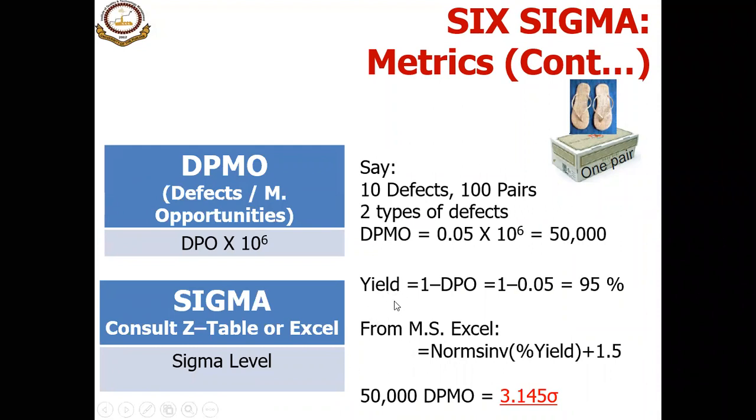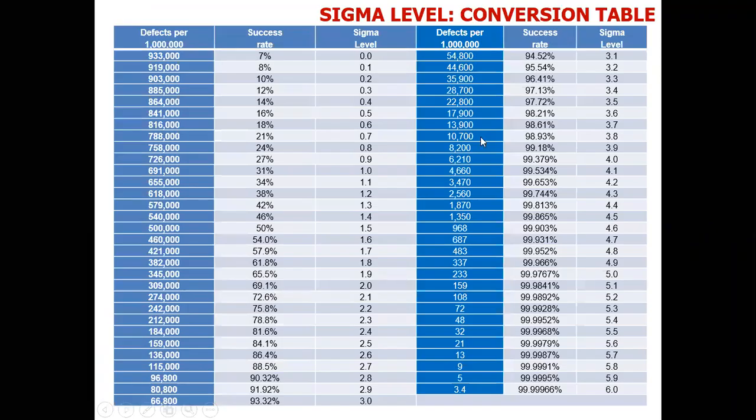Okay, if you want to calculate the yield, what is yield? That means the percentage of good units in an output. So we can calculate 1 minus DPO, that is 95%, we are producing the good product. In order to calculate the sigma level based on this information, there are two ways. Either we can use the Excel formula, that is NORMSINV, where 95% is the yield. That means we write down the value of this percentage plus 1.5, that is the 1.5 shift theory due to the long-term perspective. Or you can use the DPMO table, that is this one.